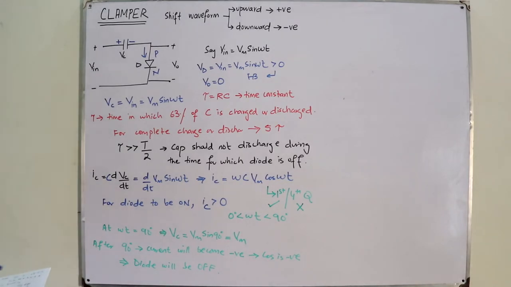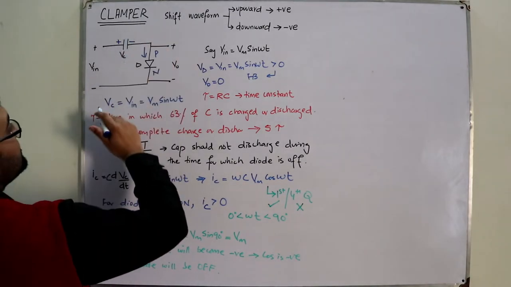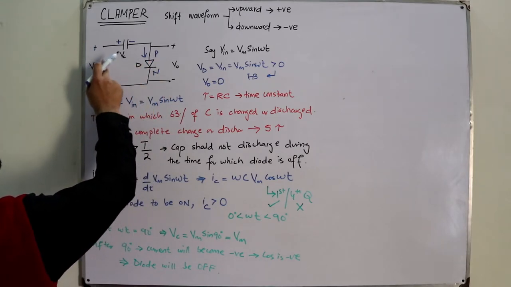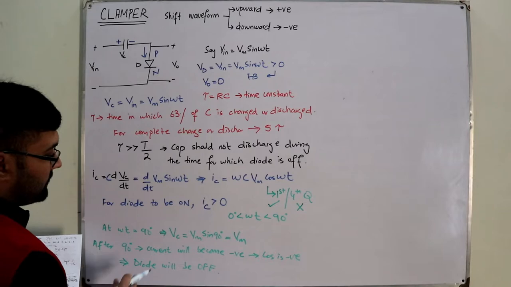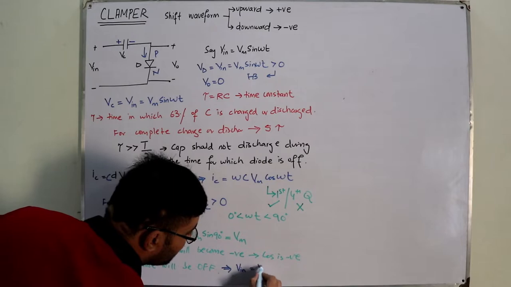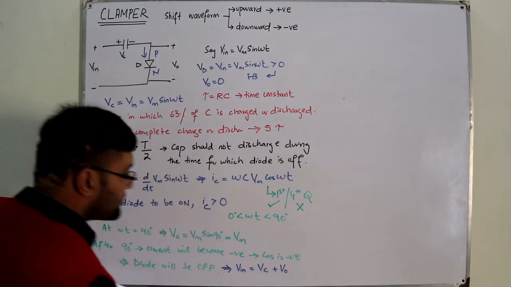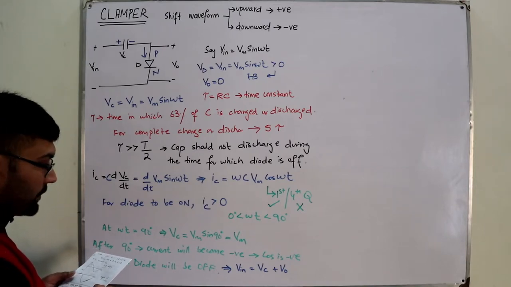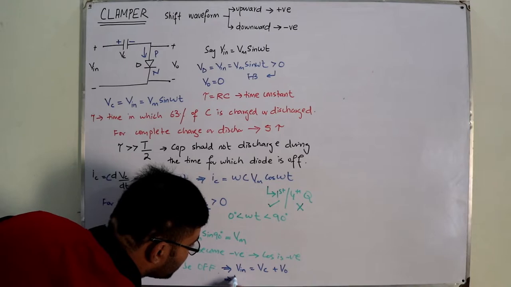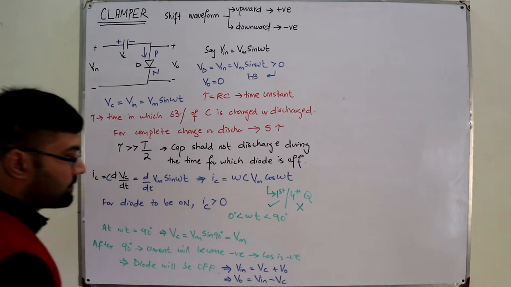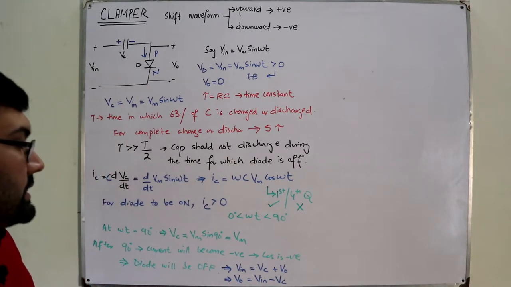If the diode is off, the output is taken across these terminals. So considering the off diode, the input is equal to VC plus V output. If the diode is off, this implies that the input is VC plus V output. So if you calculate the output voltage, this would be equal to V input minus VC.